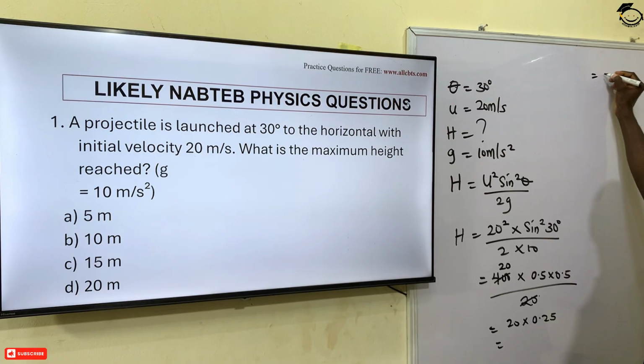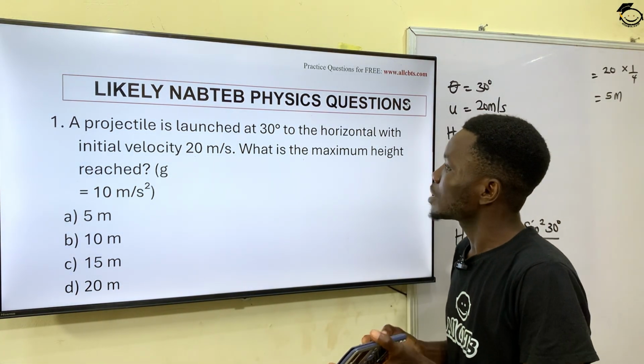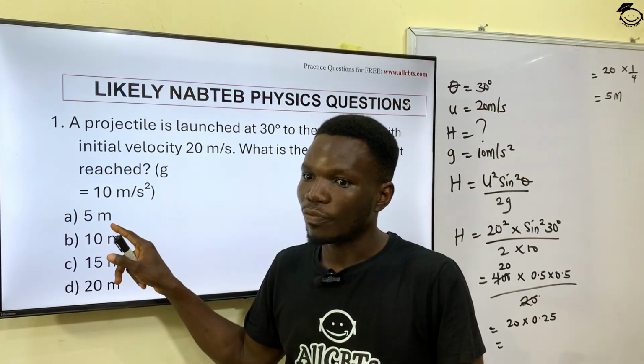This will give me 20 times 1 over 4. So if I divide 20 by 4, that will give me 5 meters. It means that the maximum height reached by this projectile is 5 meters.